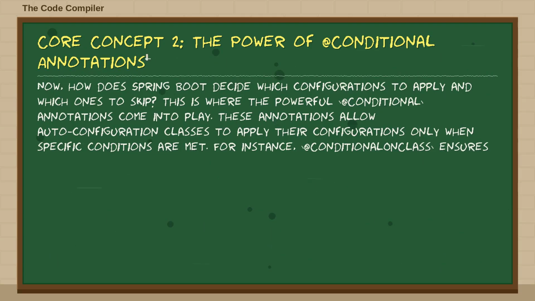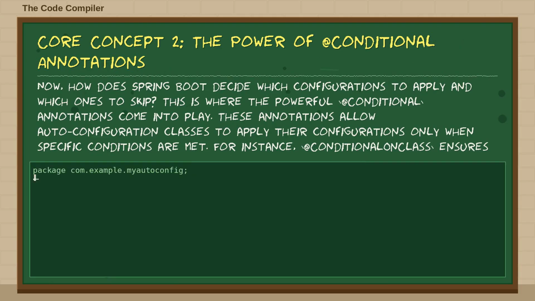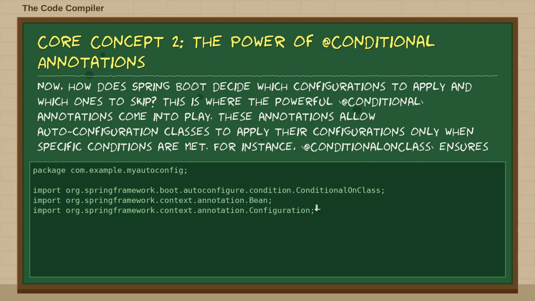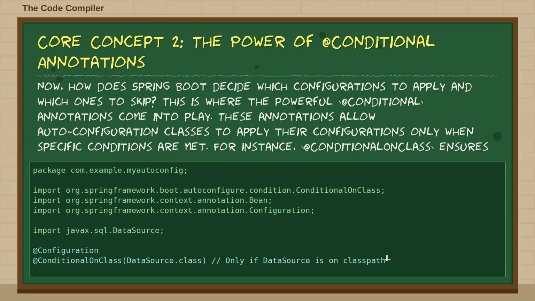@ConditionalOnMissingBean applies a configuration only if a bean of a specific type is not already defined by the user. And @ConditionalOnProperty activates a configuration based on the presence or value of a Spring environment property. These conditional annotations prevent unnecessary beans from being created, keeping your application lean and efficient. It is like having a smart assistant that configures things only when they are truly needed. Let us look at an example of how a custom auto configuration might use one of these.